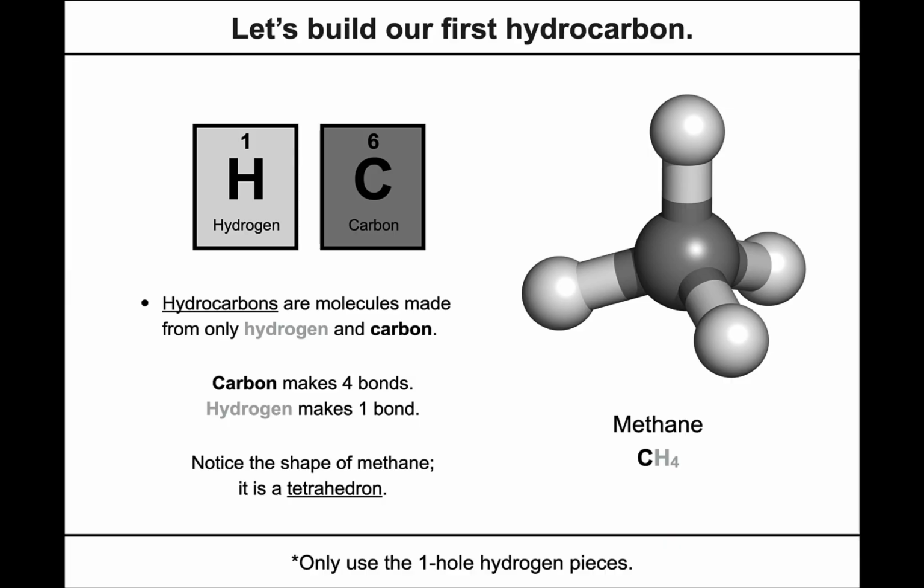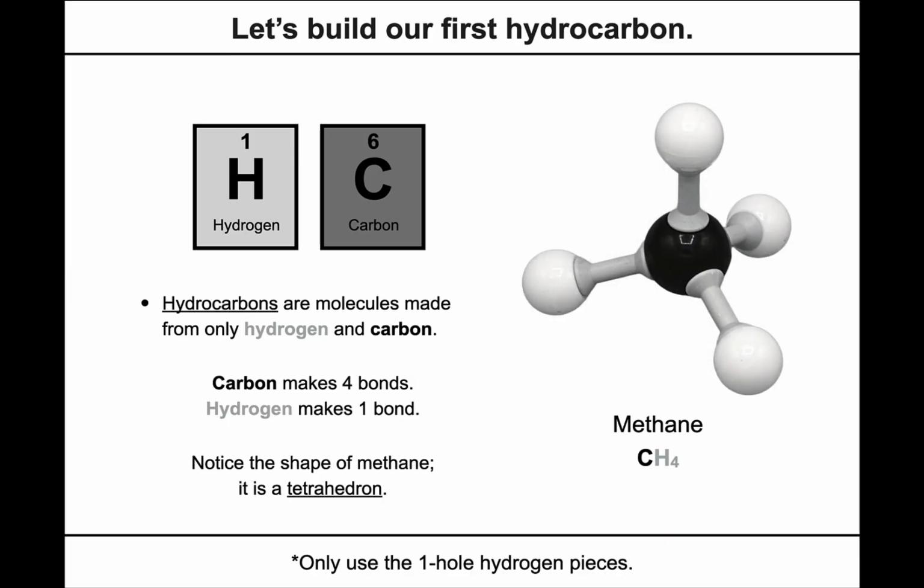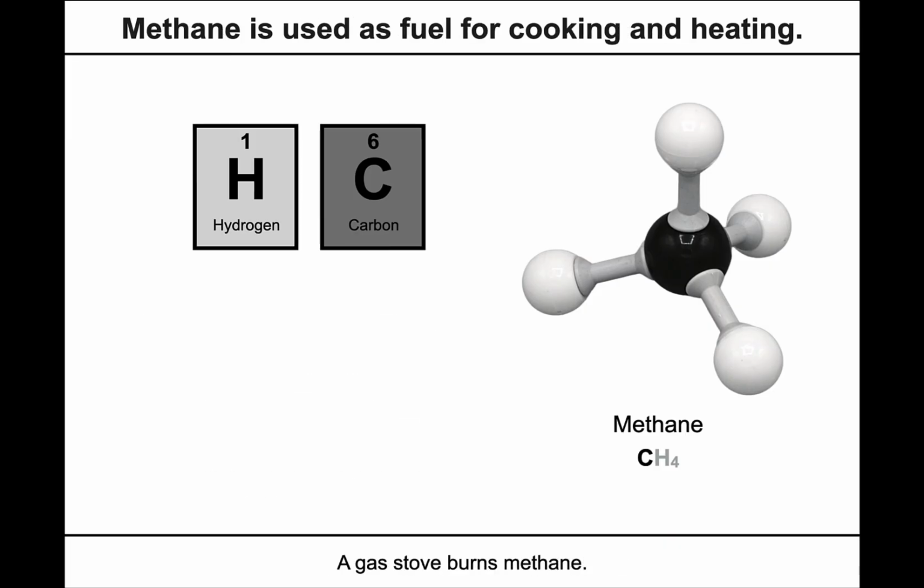The shape that you're looking at here looks sort of like a pyramid when you look at it in 3D, but it has a special name. It's called a tetrahedron. So as you build the molecule, you are building your very own tetrahedron. Be sure to use the one-hole hydrogens for methane, and as I said before, we will learn eventually why we're using the one-hole hydrogens, but for now, just trust me, all the hydrocarbons in this lesson will be using the one-hole hydrogen.